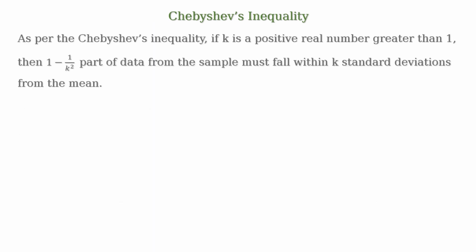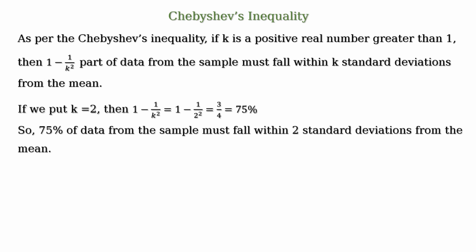And as per the Chebyshev's inequality, if k is a positive real number greater than 1, then 1 minus 1 by k square part of the data from the sample must fall within k standard deviations from the mean. So, if we put k is equal to 2, then 1 minus 1 by k square is equal to 3 by 4, is equal to 75%. So, 75% of data from the sample must fall within 2 standard deviations from the mean.